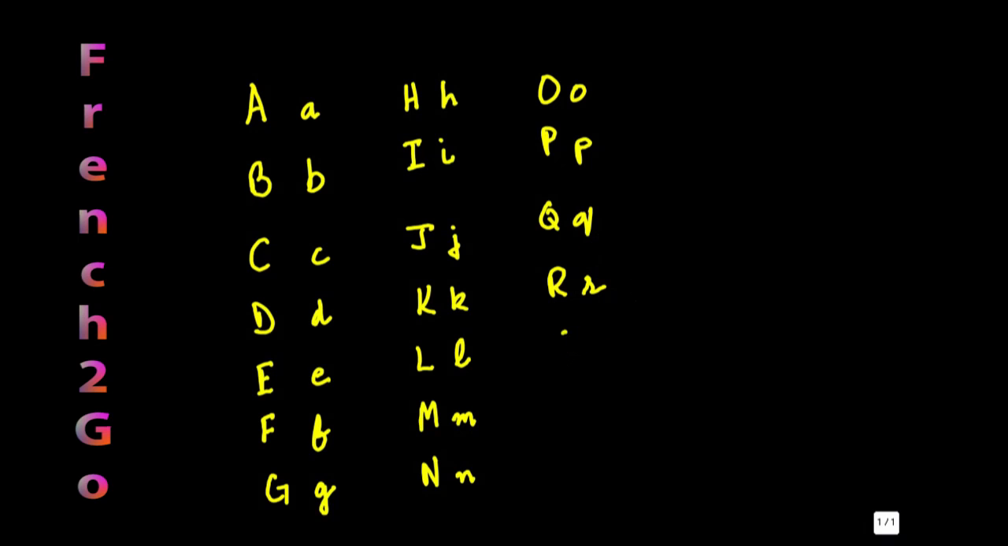S is S. T for T. U for you. Now let's recap. O, P, Q, R, S, T, U. And then we have V, which is pronounced V.